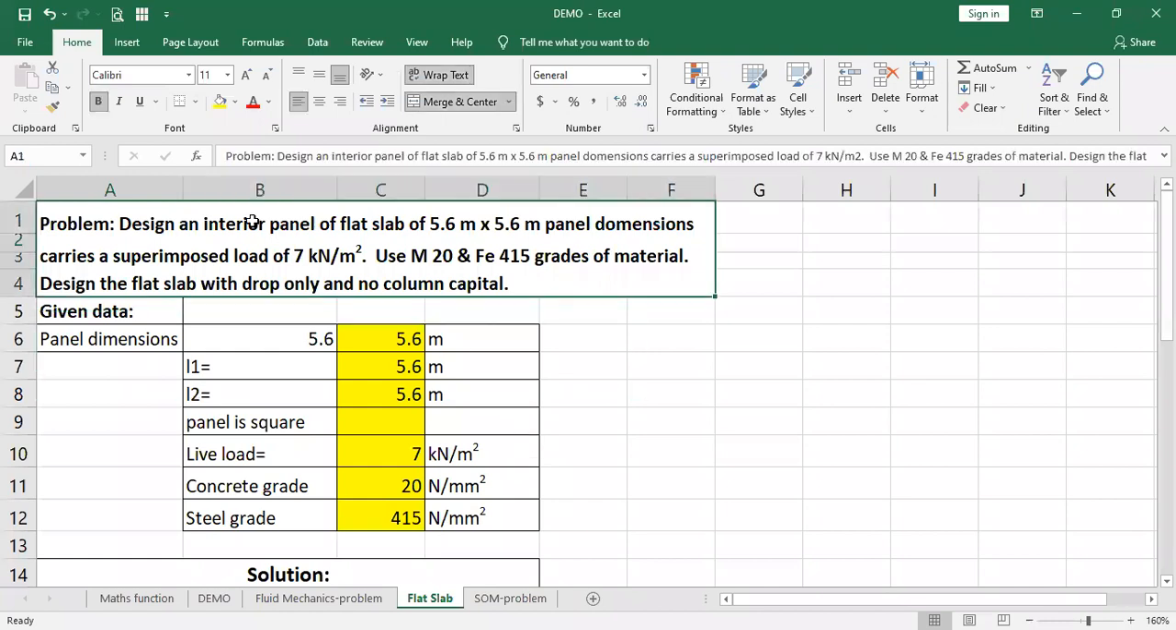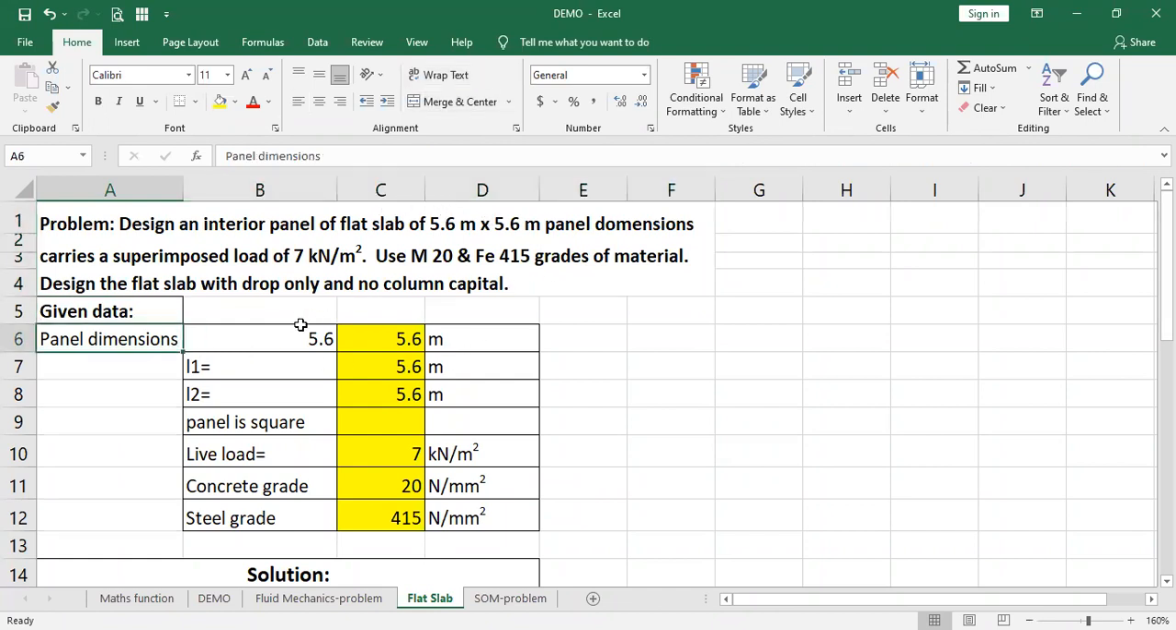Suppose this is a problem: design an interior panel of flat slab of 5.6 meter by 5.6 meter panel dimension. It carries a superimposed load of 7 kilonewton per meter square. Use M20 and Fe415 grade of material and design the flat slab with drop only and no column capital. So that's the problem. From here, we have to make sure what the panel size is. So panel size is 5.6 by 5.6. So I'll mark here 5.6.